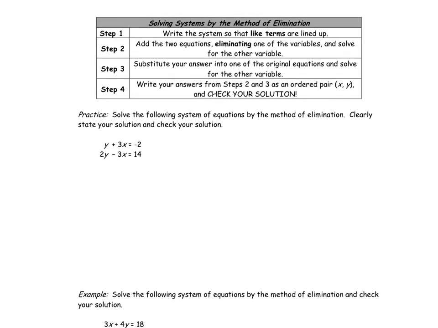So here are some steps to look for. Write the equations so that like terms are lined up, so they're right above each other. Add the two equations, eliminating one of the variables, and solve for the other variable. Then substitute your answer into one of the original equations and solve for the other variable. Write your answers from steps 2 and 3 as an ordered pair, x, comma, y. And then it says to check your solution. Again, if you're pretty confident with your work, you don't need to do the check, but the check is just plugging them back in to the original equations and making sure that left-hand side equals the right-hand side.